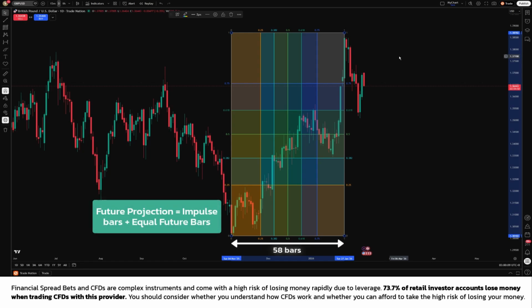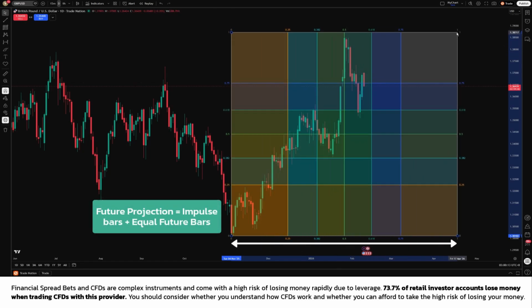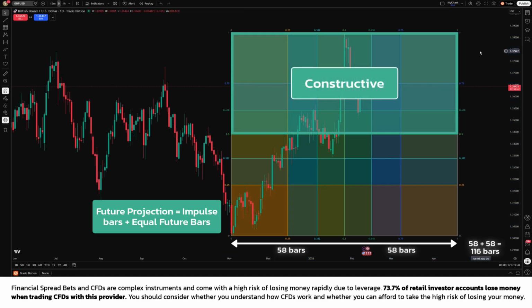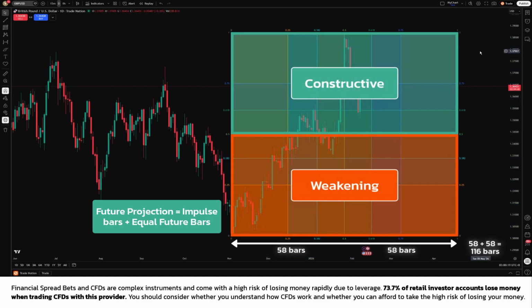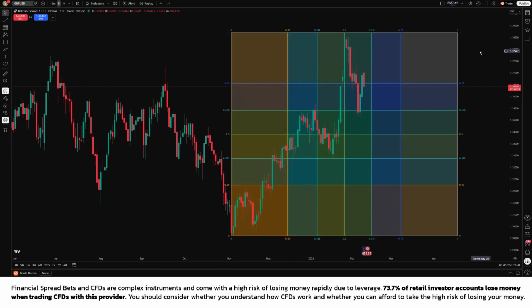Used as a contextual filter, the midpoint of the box is especially informative. Holding above it generally reflects constructive conditions, while extended time below it suggests weakening structure. This helps avoid overreacting to pullbacks or chasing late moves.